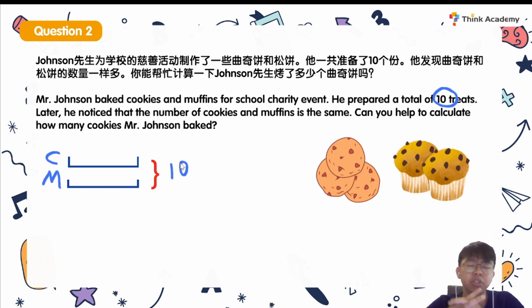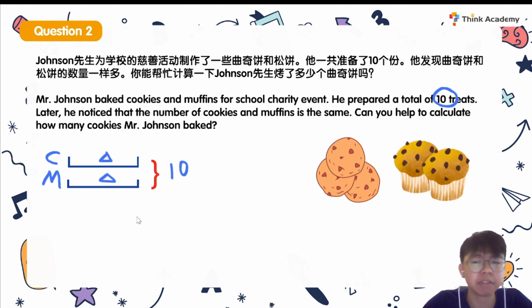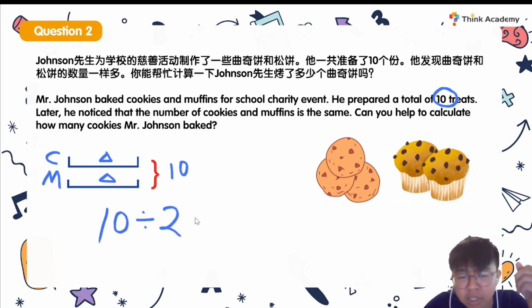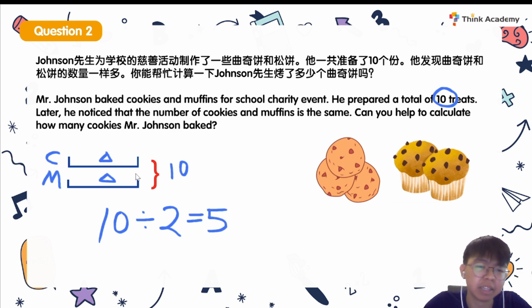So for this question, how do we do it? We know that this one is the same, this one is also the same, right? And we can just use 10 divided by how many groups here? We know it's 2 groups, right? It's a very straightforward question. We can use 10 divided by 2 and we will get 5 each, right? So Mr. Johnson has baked 5 cookies and 5 muffins.